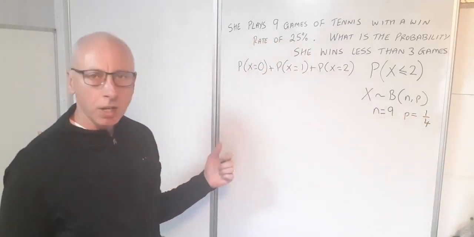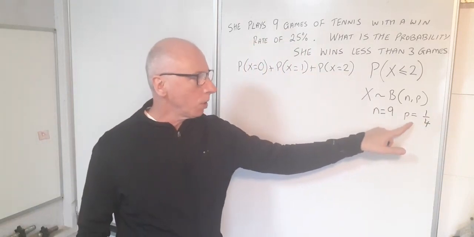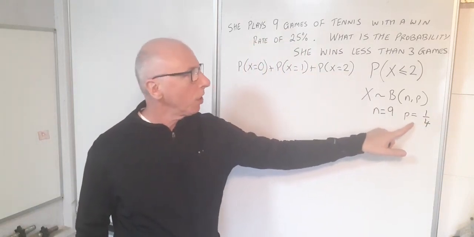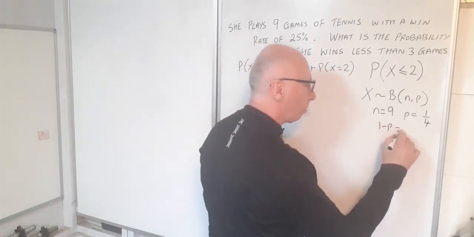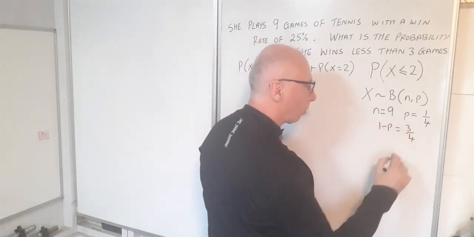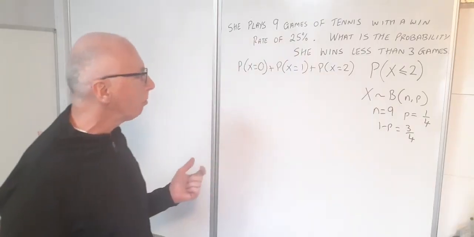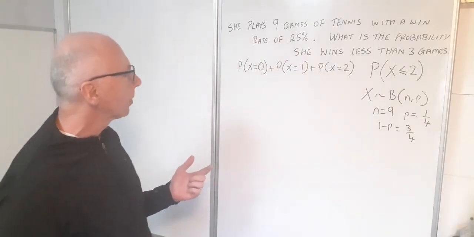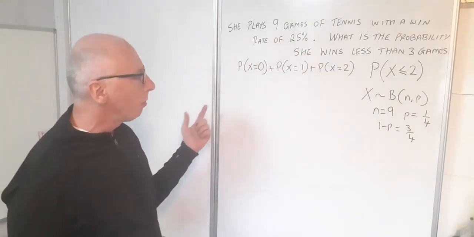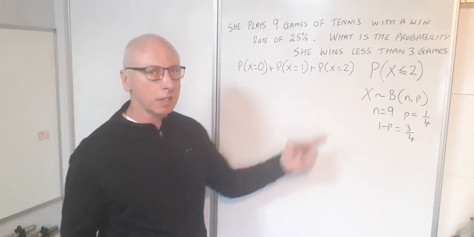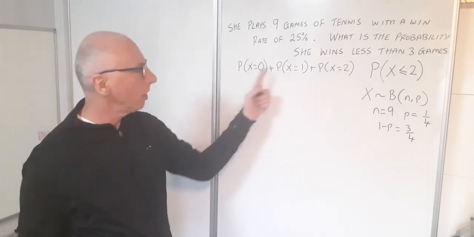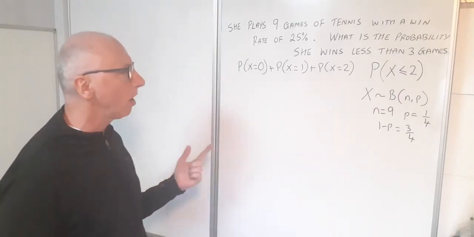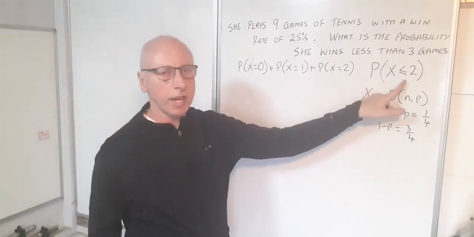With the binomial distribution as well, it's always handy to work out the probability of her not winning. So not winning would be 1 minus p, which equals 3/4. So that's our building blocks for this question. Now what I'm going to do is show you how to calculate all of these by hand, and then we'll plug in all the 3 results together and get our cumulative result for x is less than or equal to 2.